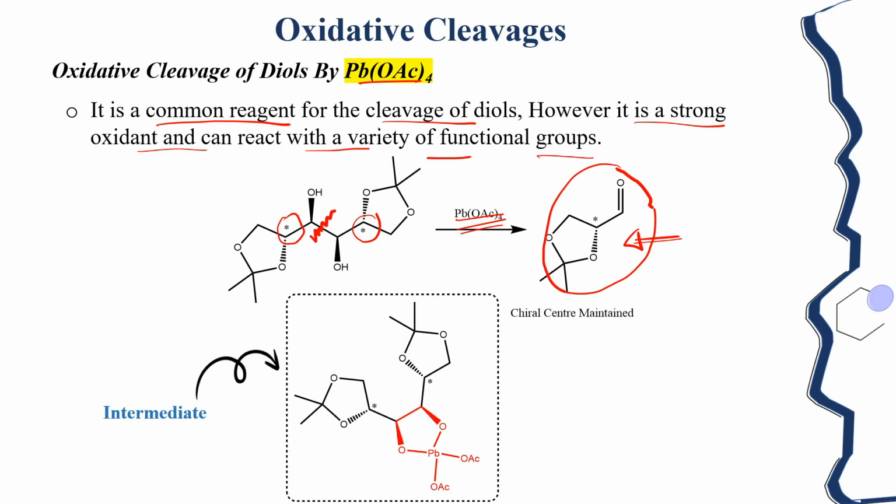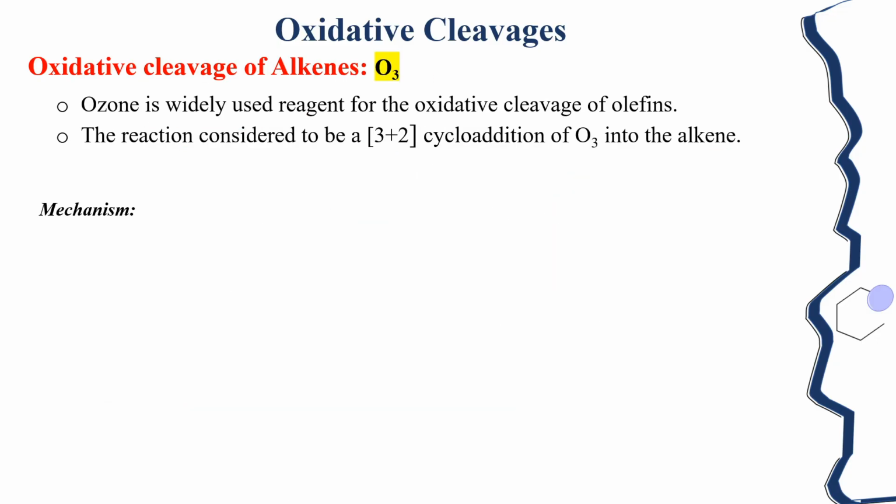Now let us talk about the oxidative cleavage of alkene by ozonolysis. I hope that ozonolysis reaction you are familiar with, because ozone is the widely used reagent for the oxidative cleavage of olefin, and the particular reaction is considered to be a 3+2 cycloaddition of ozone into the alkene. Now let's dive into the mechanistic pathway of this particular reaction.